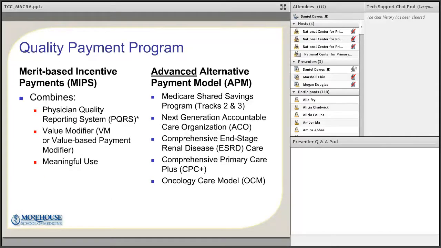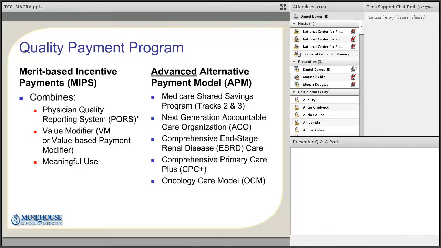So what this rule has proposed is a quality payment program. And it's really divided them up into two tracks. This is the Merit-based Incentive Payment System, MIPS, and there you see the programs that combine the PQRS, the value modifier or value-based purchasing system, and then meaningful use. And then on the right side, you see the advanced alternative payment models.